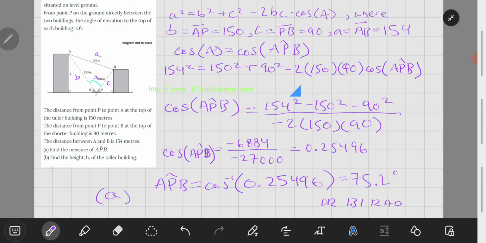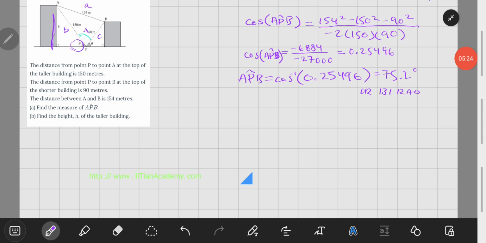Now for question B, we are asked to find the height of the taller building, which is here, h. And we can do this by finding theta and then finding the sine of that theta, as well as multiplying by a value. Now we'll see this visually. So when we look at our graph, you can see that these two thetas are equivalent, and our angle APB plus the two thetas add up to 180.